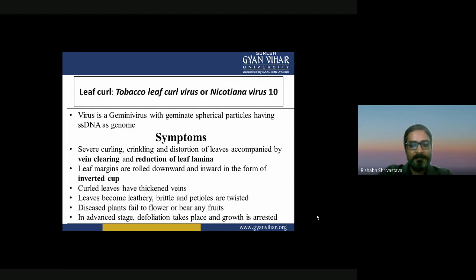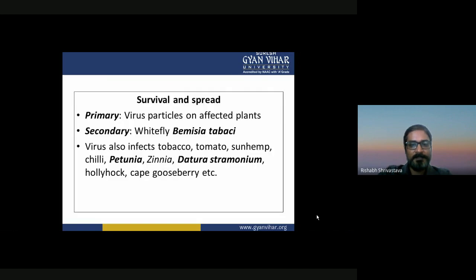Curled leaves have thickened veins. Leaves become leathery, brittle, and petioles are twisted. Diseased plants fail to flower or bear any fruits. In advanced stage, defoliation takes place and growth is arrested. Survival and spread. Primary: virus particles on affected plants.